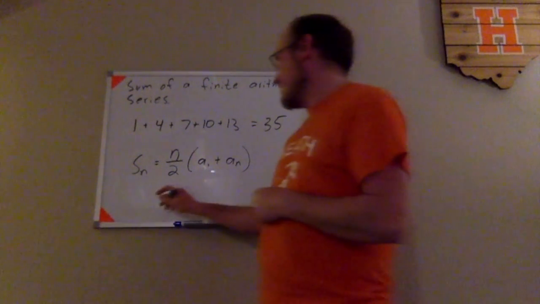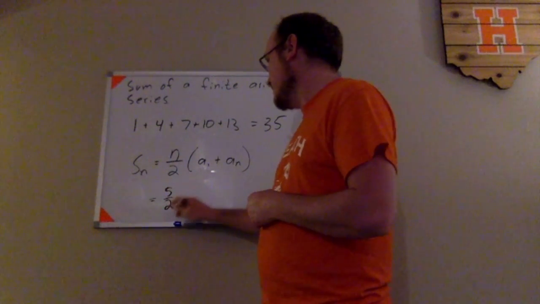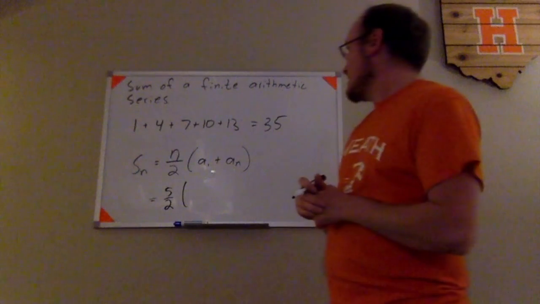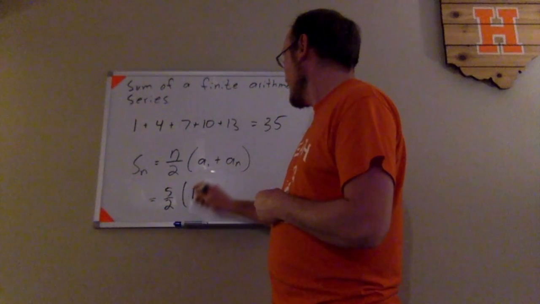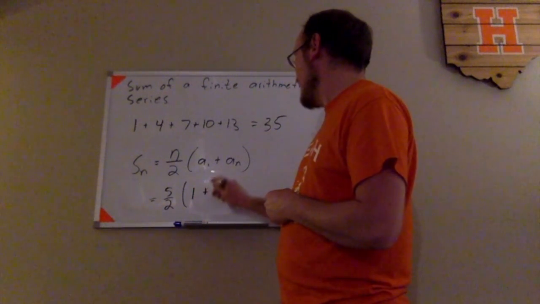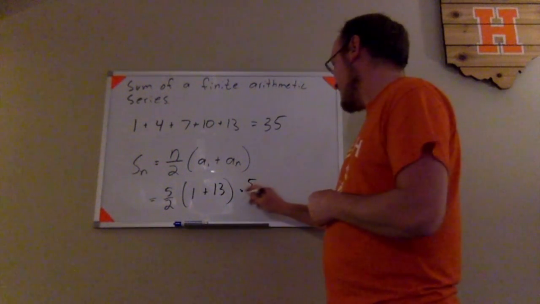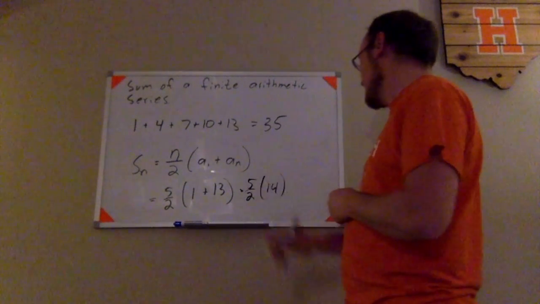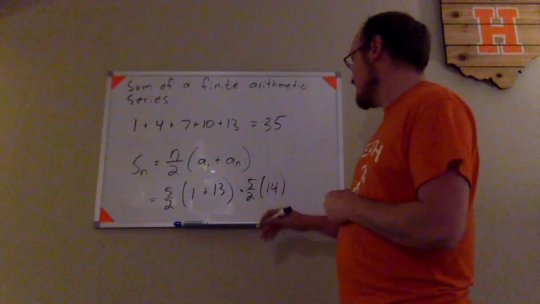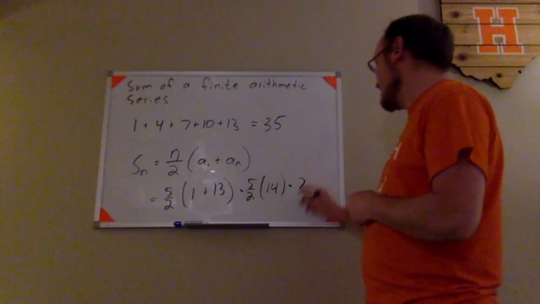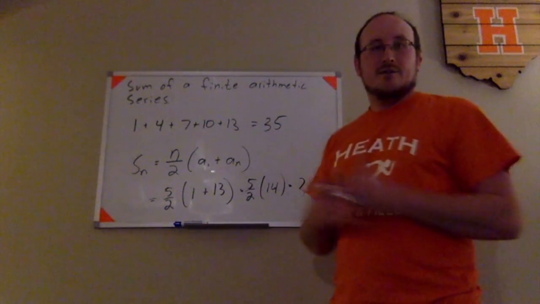So if I wanted to find the sum of this, I know looking at this there are 5 terms, so I have 5 over 2 times a sub 1 plus a sub n. A sub 1 is 1 plus a sub n, which is 13. So I add that up. I have 5 halves times 14. 5 times 14 is 70. 70 divided by 2 is 35. So using that formula, I find the sum of the series to be 35.